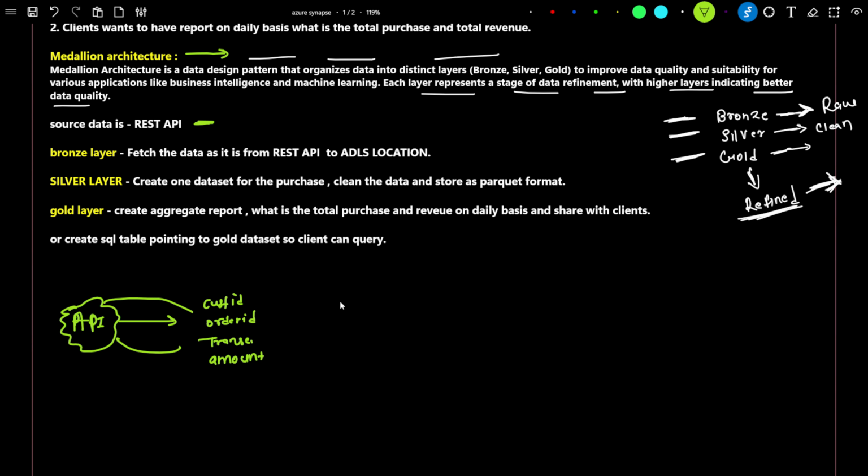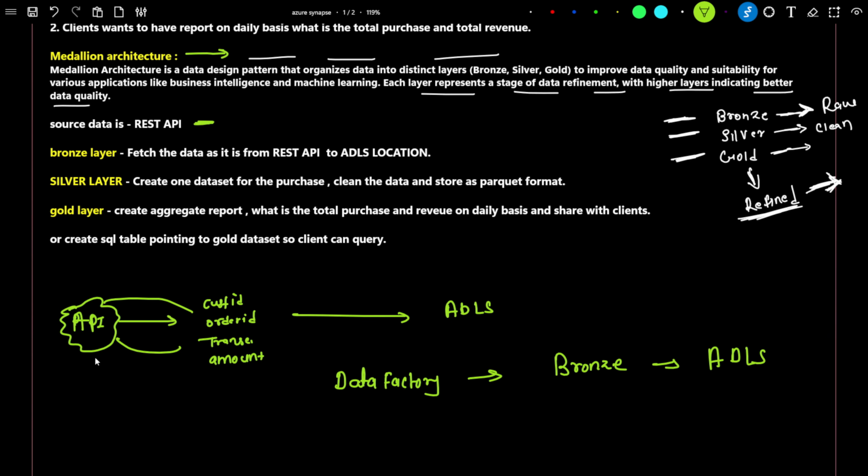Now what we have to do is bring this data into an ADLS. For that we are going to use a data factory. In this data factory, whatever data is coming in the API, we'll try to bring into the bronze layer in an ADLS location. Now in this API, you are getting data.